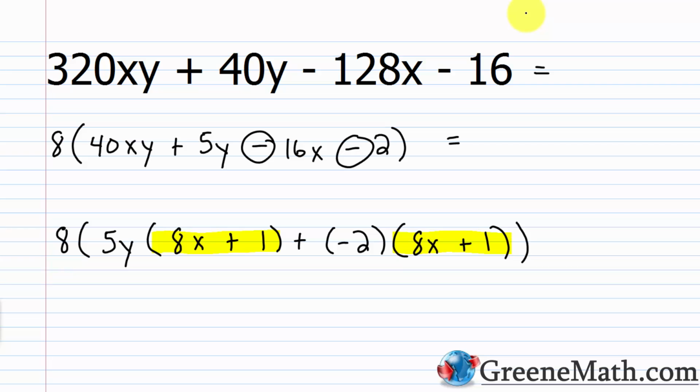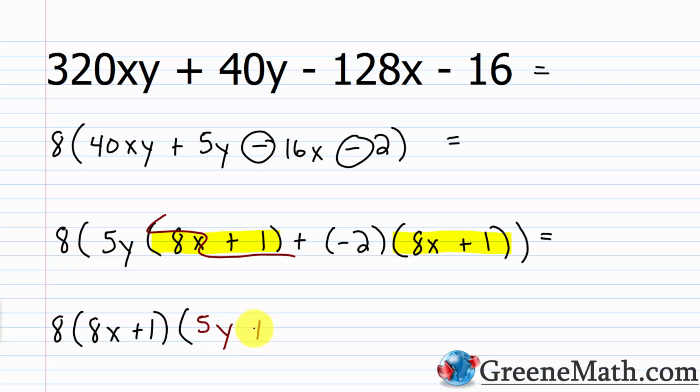So I have the 8 out in front. That's going to stay there. And then times this common binomial factor, that's 8x plus 1. And then times, what's going to be left inside here? Well, if 8x plus 1 was gone, so if I just line that out, I'd have a 5y. Then plus, if 8x plus 1 was gone, I'd have a negative 2.